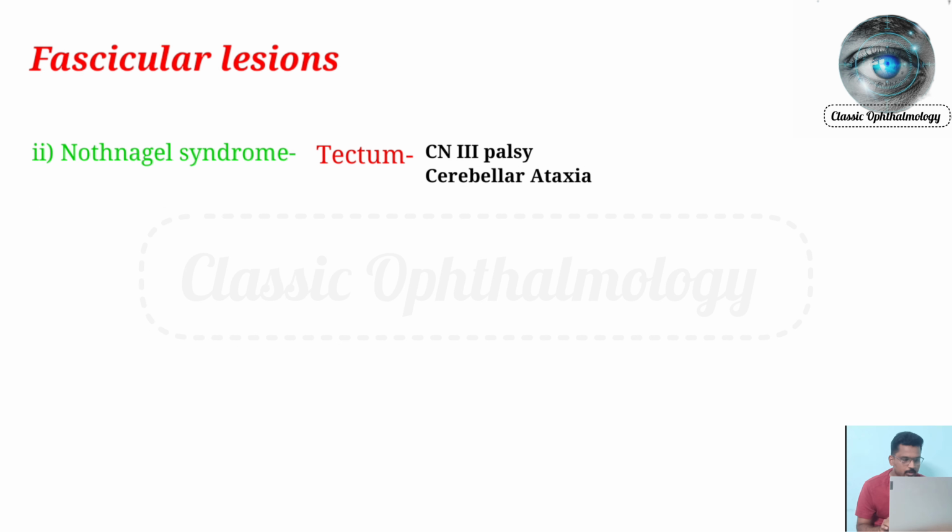Okay, so bilateral or unilateral third nerve palsy associated with cerebellar ataxia, suggestive of a lesion in the tectum, is suggestive of Nothnagel syndrome. Now the third one is Weber syndrome.